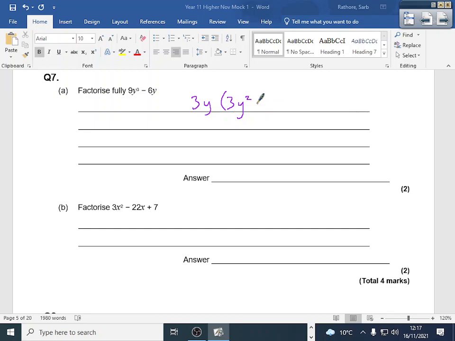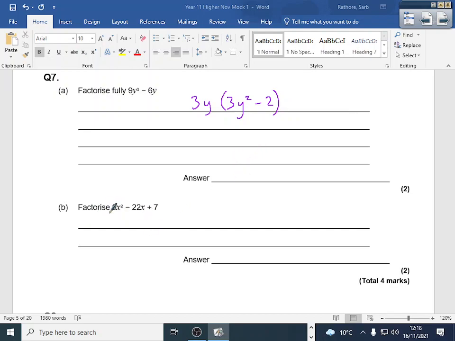In the next one, first of all, put the minus sign, which splits them. What do I times 3y to give me 6y? Well, it's just 2. And that is it. There's nothing more than that to do.